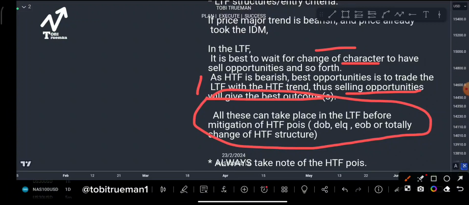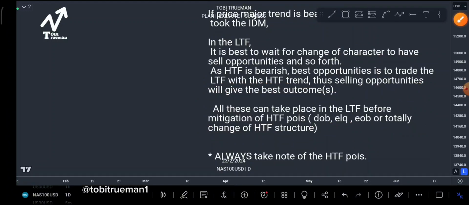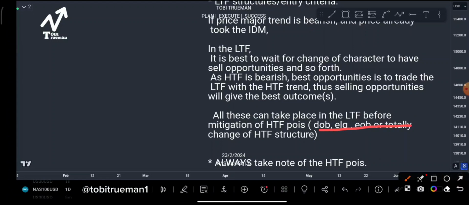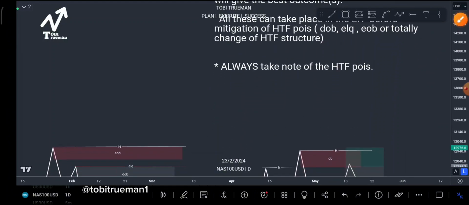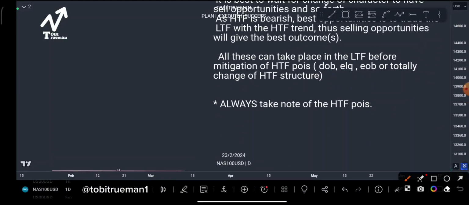We want price to go to the decision order block, or extreme engineering liquidity extreme order block, or a totally change of higher time frame structure entirely. So when price has not gotten to any of these points, but price is still showing the higher time frame inducement has been taken, and price has not already tapped into any of these POI that I've marked here, then any structure that we see in lower time frame after change of character will give us higher probability.